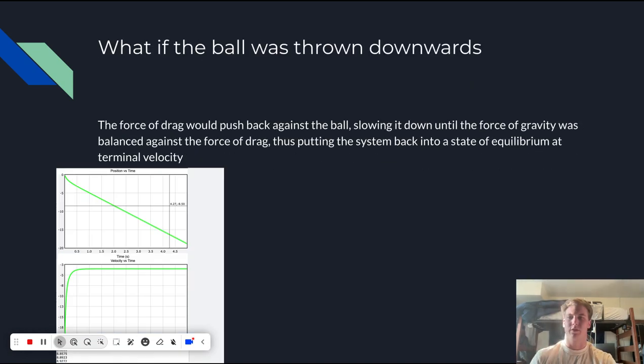And what if the ball was thrown downwards? If the ball was thrown downwards, it would still experience terminal velocity, and the speed would actually decrease until it got back to terminal velocity, as you can see by this GlowScript model, velocity versus time going back to 0. Okay, that's it. Thank you for watching my video.